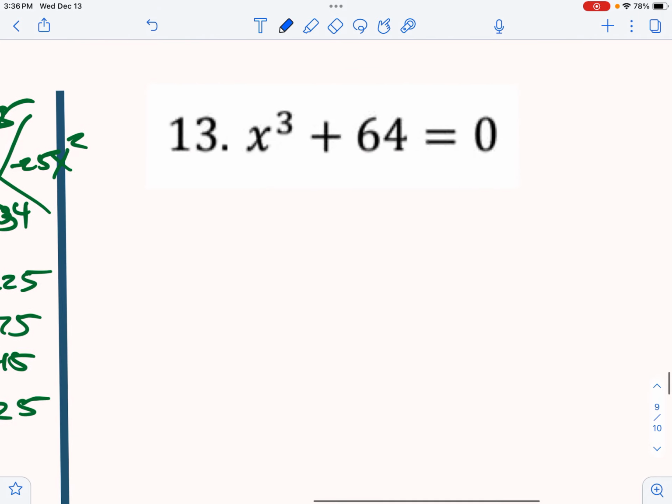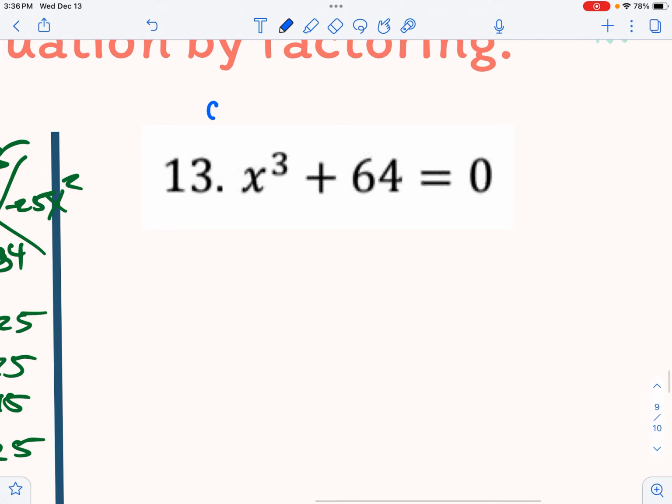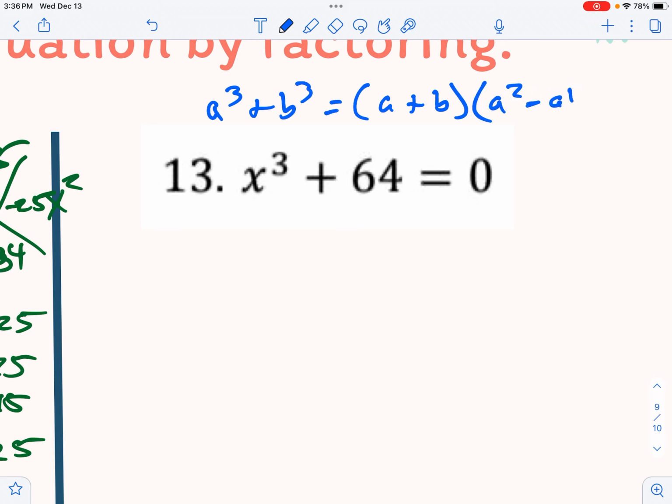This one's a cube, so this is a little bit different. This is sum of cubes. Remember that, a cubed plus b cubed. Here's the formula for it: a plus b, and a squared, I think it would be minus ab plus b squared. So I've got to take the cube root of x cubed. Well, that's x. So that's going to be my a.